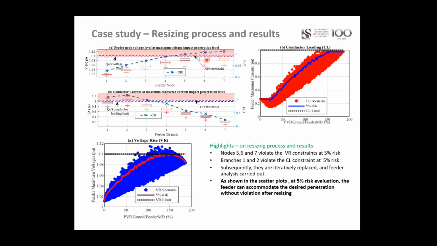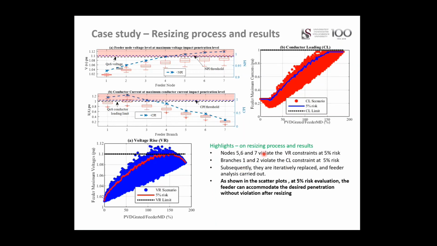And that basically helps you to identify which of all these conductors that we have in here should be replaced, instead of just saying we are going to replace all of them. So when we carried out a resizing process, this is what we obtained in terms of voltage rise and conductor loading. As you can see, based on the 5% risk trend line, the feeder is compliant for both voltage rise and conductor loading.